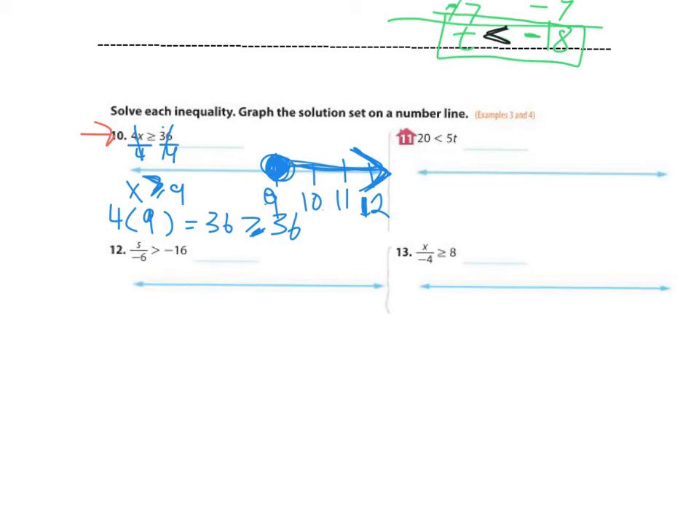Okay? All right. Let's take a look at number 11. Already I can see this. I need to rewrite it because our graphing is going to be easier. If 20 is less than 5 times t, then 5 times t has to be greater than 20.